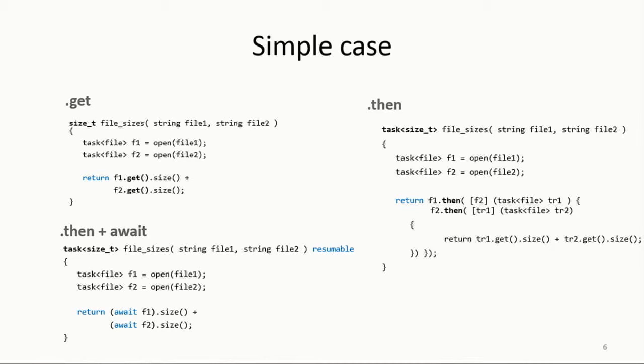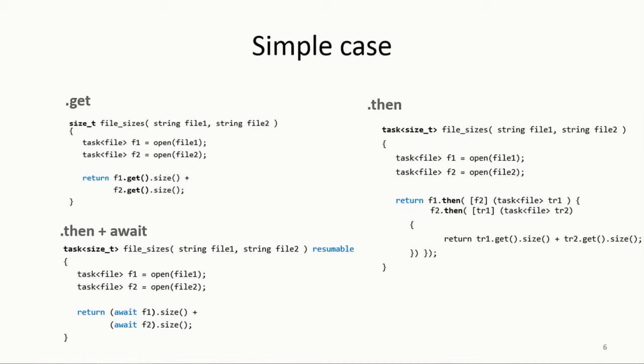So if we look at the await example, that's actually pretty close to the original synchronous example. But instead of saying block, we say await F1 or await F2 instead of saying F1.get and F2.get. Now the code looks very similar, but it actually executes very differently. You can see that the return type of file sizes is a size_t in the first case. In the bottom case, the return type is a task of size_t.